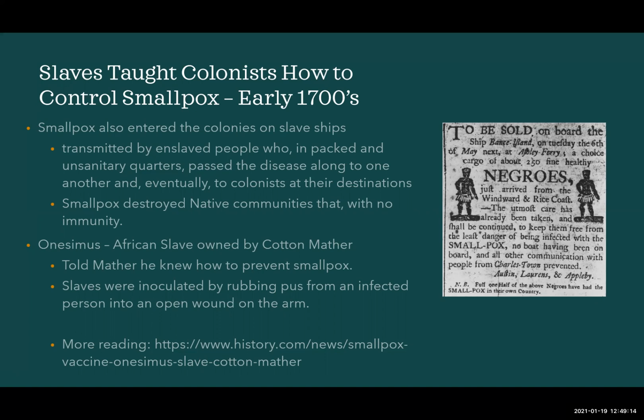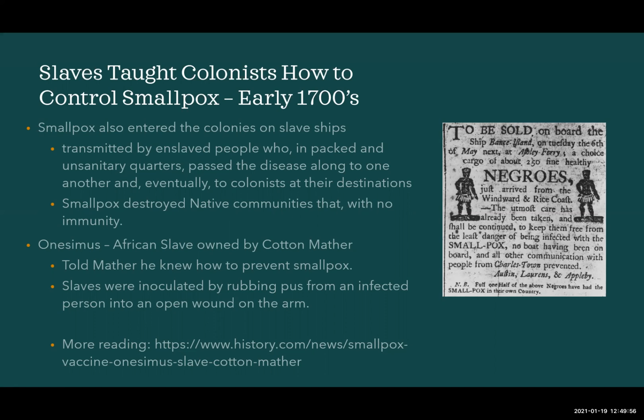So smallpox was actually brought over to the colonies on slave ships. And it must be noted that there were just more slave ships in and out of the colonies. It's a part of our history that we need to recognize. And of course, all diseases were easily transferred among enslaved people who were packed into these unsanitary quarters and were able to pass these diseases readily. And then once they were off those ships, they would pass those on to the colonists at their destinations.